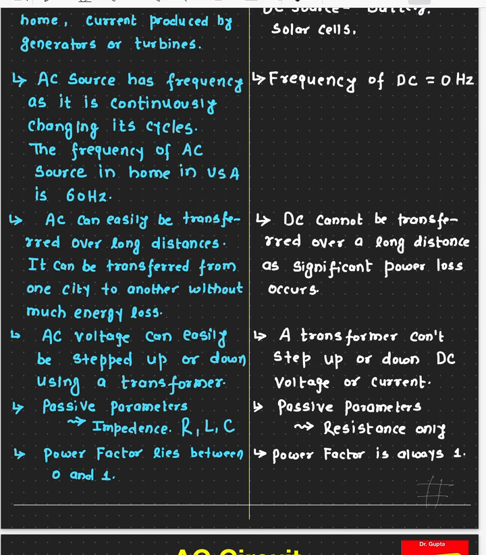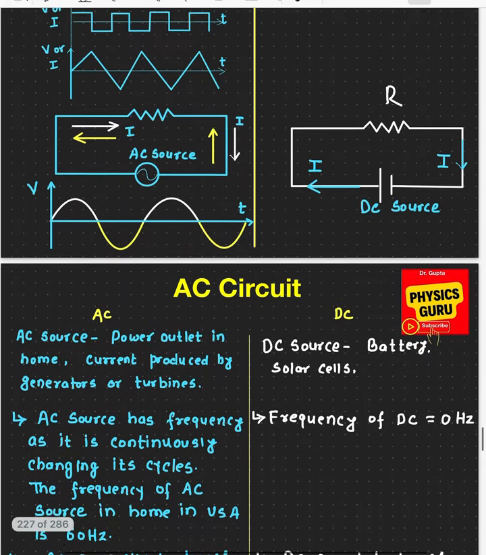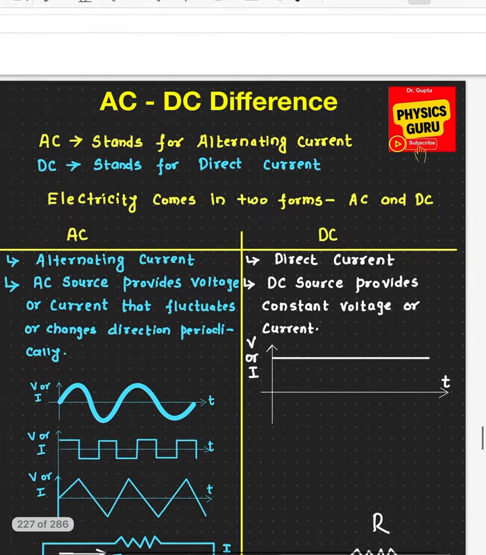And the power factor, which we'll talk about later, for DC is always 1, and the power factor of AC is always smaller than 1 and greater than 0. So it always lies between 0 and 1. These are the main differences between AC and DC circuits.